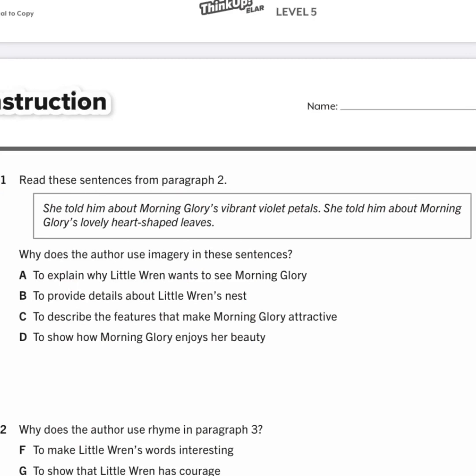So, again, number 1 is asking us, why does the author use imagery in these sentences from paragraph 2? Is it A, to explain why Little Wren wants to see morning glory? B, to provide details about Little Wren's nest? C, to describe the features that make morning glory attractive? D, to show how morning glory enjoys her beauty?